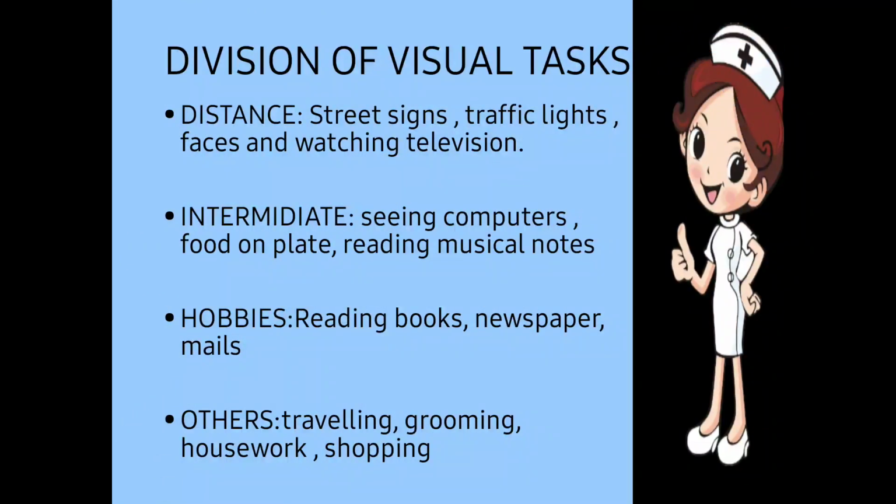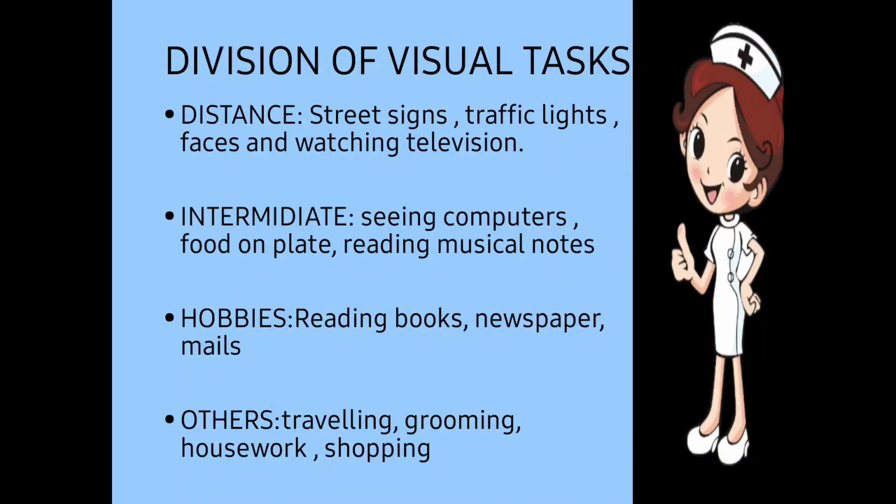Next one, division of visual task. Okay, now here all the visual tasks are divided into different categories. First one is the distance. If the patient is working at a distance or standing at a distance, can he or she see the street signs, the signs seen on the street, that we are supposed to turn right, left, or that any construction work is there? All these are the street signs.